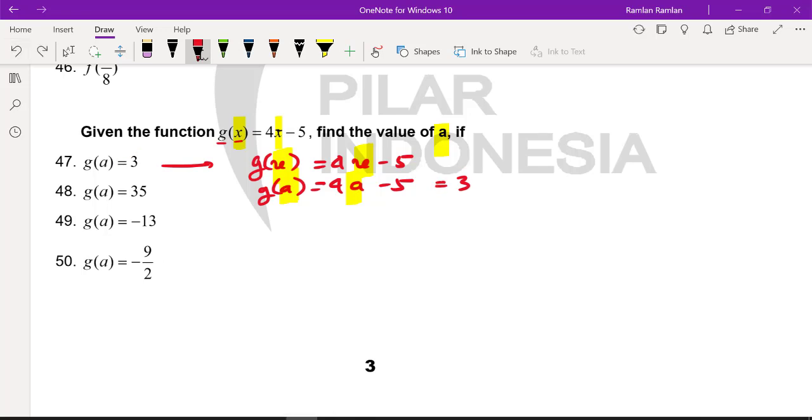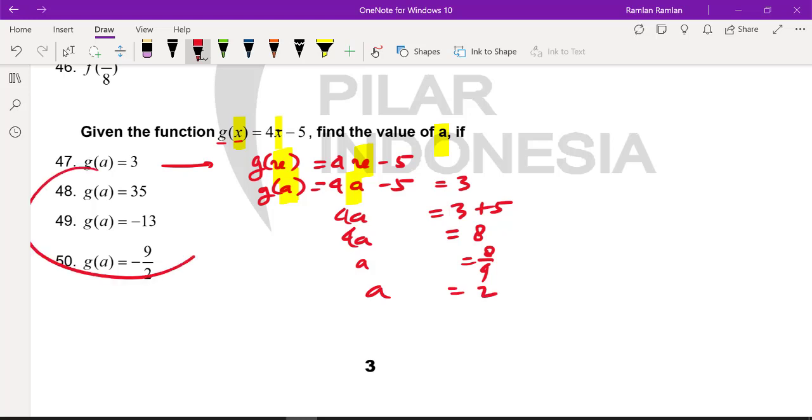Now, can you see that we have an equation here? So just solve that equation. You have already done this a million times. So it'll be 4a equals 3 plus 5, and then 4a equals 8, and then divide both sides by 4, and you will get a equals 2, right? So you do the same thing with all of these numbers.